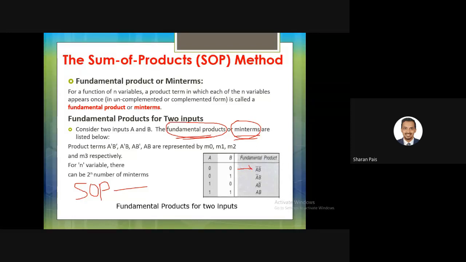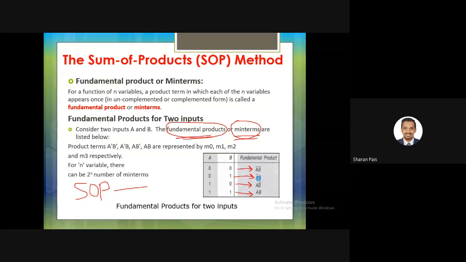00 means A bar B bar. 01 means A bar B. 10 means A B bar. 11 means AB. Wherever it is 0, I am writing its complement. A is 0, so I'll write A bar. B is 0, I'm writing B bar. So A is 0, I'm writing A bar. B is 1, so I'm writing B. So in this manner we are writing. Fine. No issues till now, right?